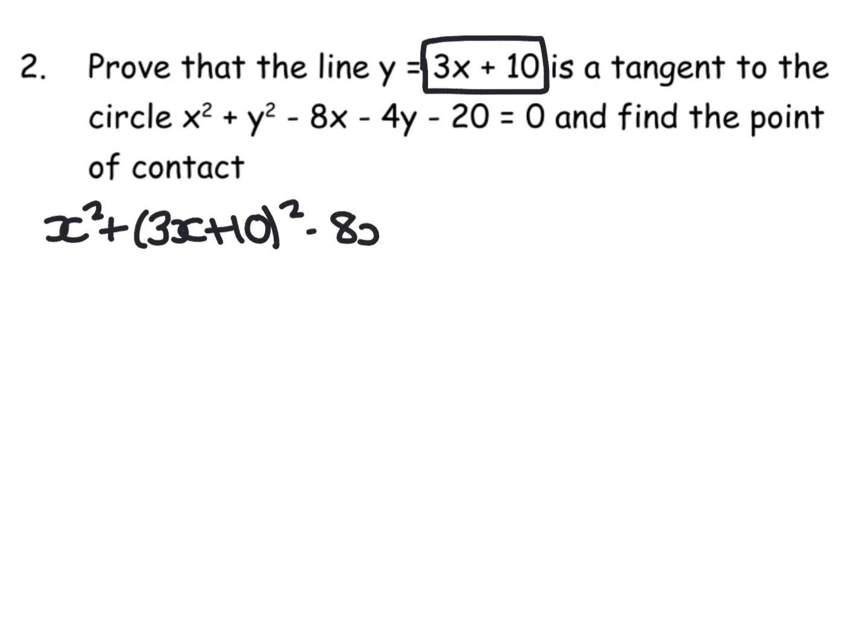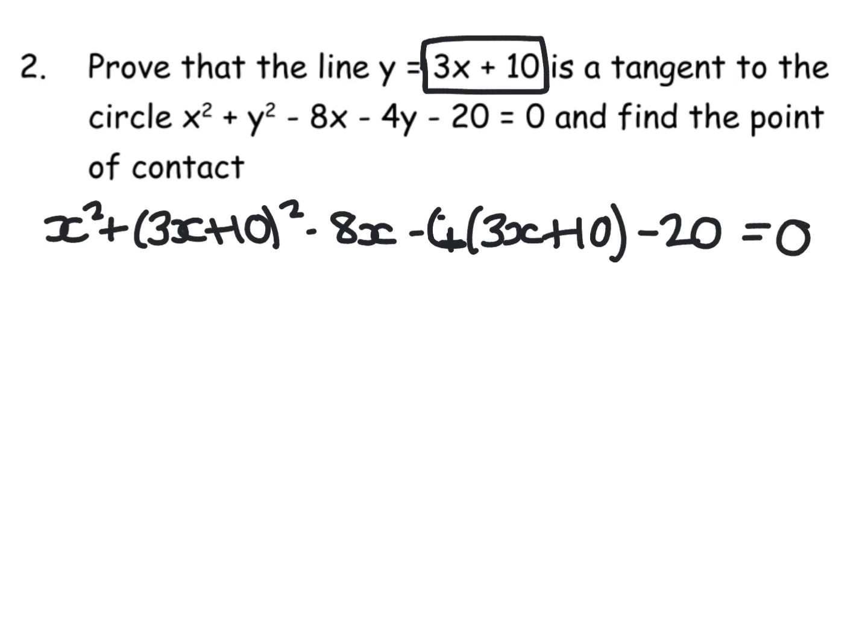Take away 8x. Take away 4 times our bracket. Why is this 4 not wanting to go? 3x minus 10 plus 10, even saying the wrong thing. And what else have I got? I've got minus 20 equals 0. Please watch you don't skip a term. It's really easy to skip that term or that term when you get carried away with the bracket work.